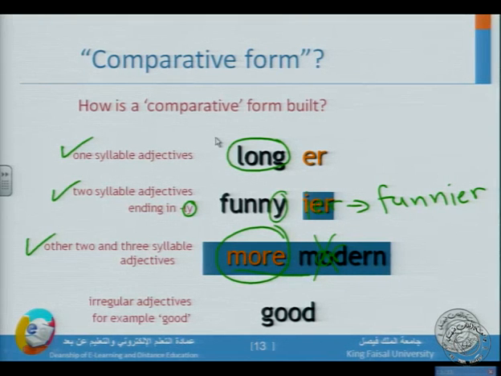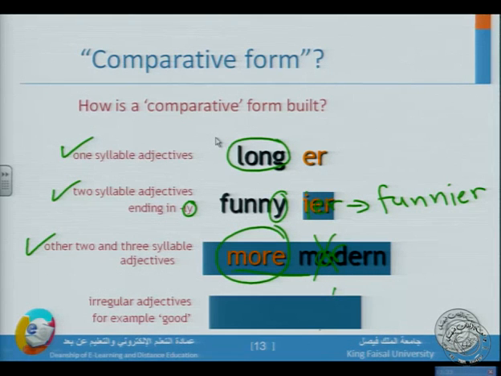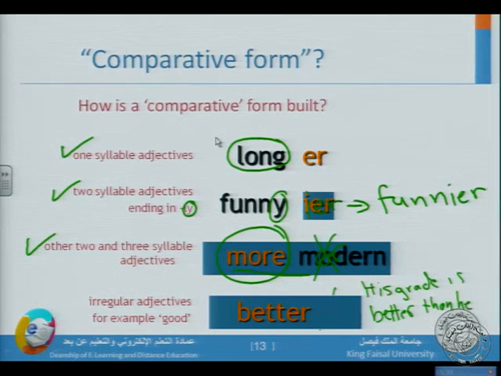But we can't say in English, we cannot say gooder. ما بنقدر نحكي gooder مع أنه هي مقطع صوتي واحد. What should we say? We should say better. He is better than me. Or his grade is better than hers.